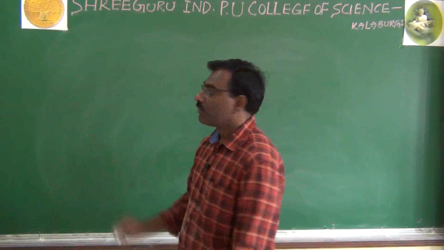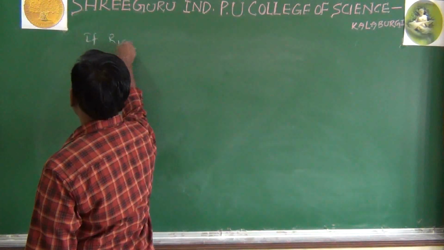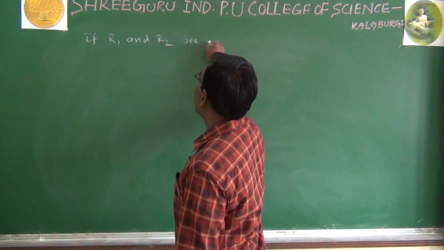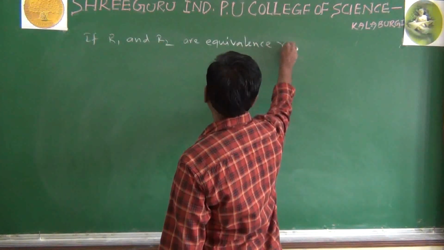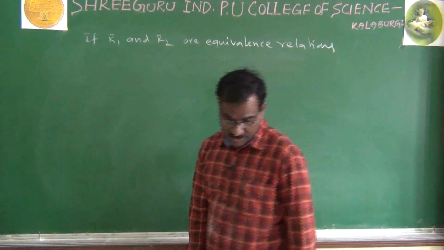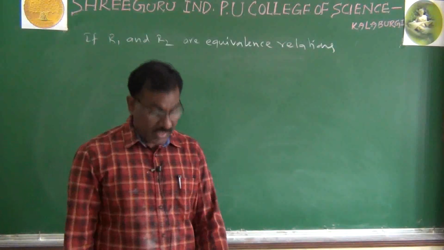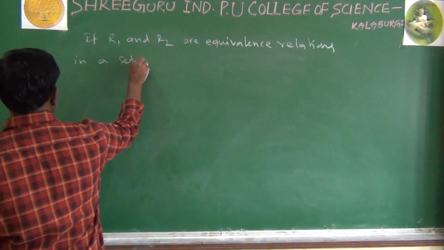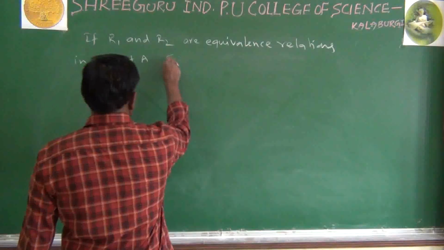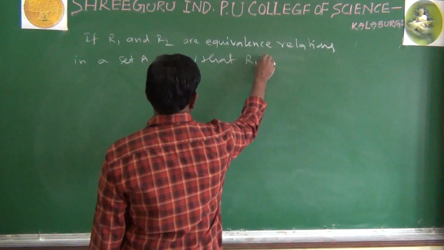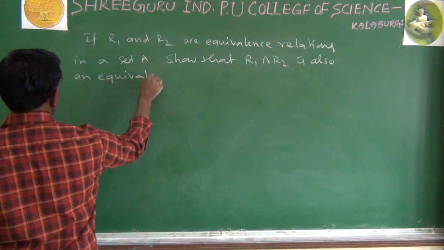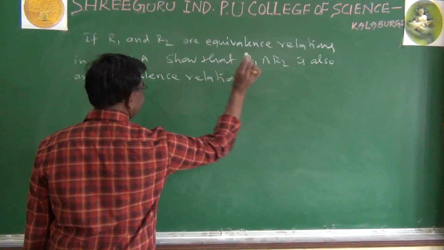Next problem: if R1 and R2 are equivalence relations in a set A, show that R1 intersection R2 is also an equivalence relation.